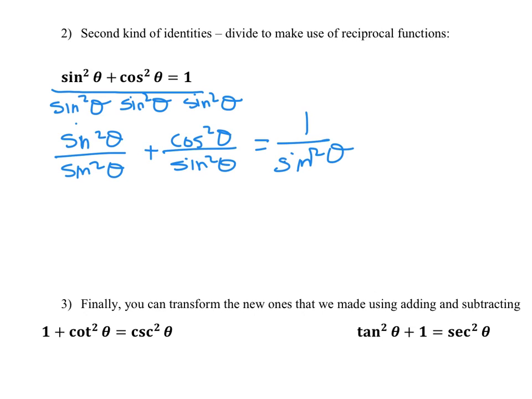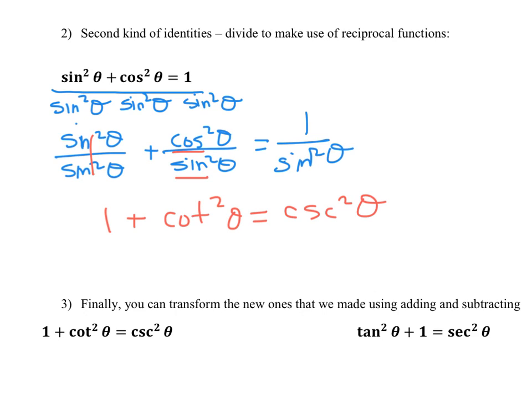That in itself looks hideous, but if you look at it closer, sine squared divided by sine squared is simply just 1. And I know cosine over sine is cotangent, and 1 over sine squared is cosecant squared, using the ones on the front of this page. So there's a whole new one right there.